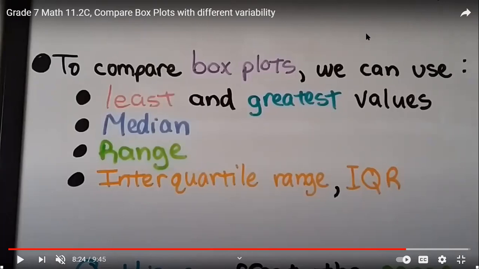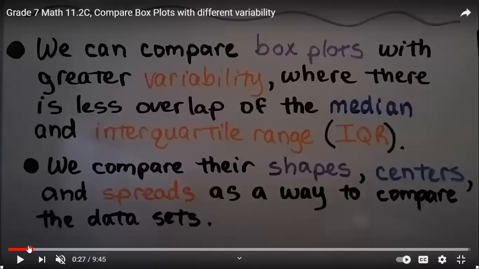So to compare the box plots, we have to compare between these points which are in front of us now. So we can compare the box plots with greater variability where there is less overlap of the median and interquartile range. Also, we can compare their shapes, centers, and spreads as a way to compare the data sets.